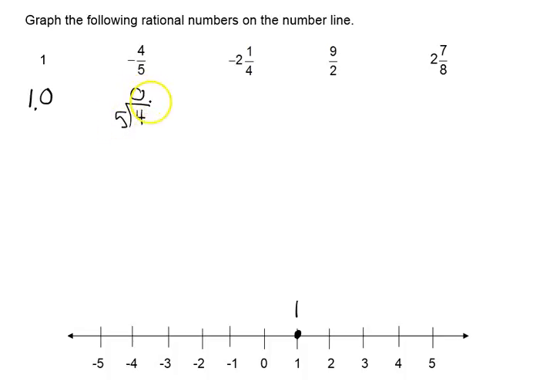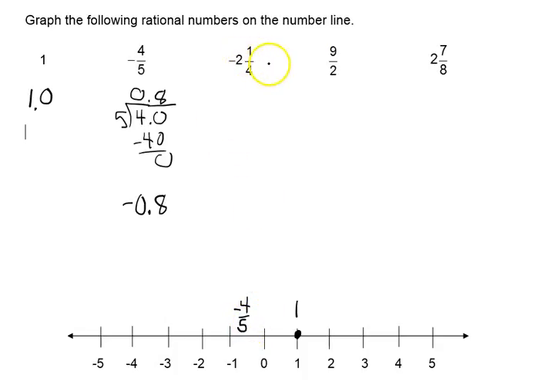5 does not go into 4, so we're going to add our decimal and a place value. And 5 goes into 40 exactly 8 times. So as a decimal, 4/5, but it's a -4/5, would be -0.8. So here we're going to go to 0, we know that it's going to be greater than -1. And so right here would be -4/5.